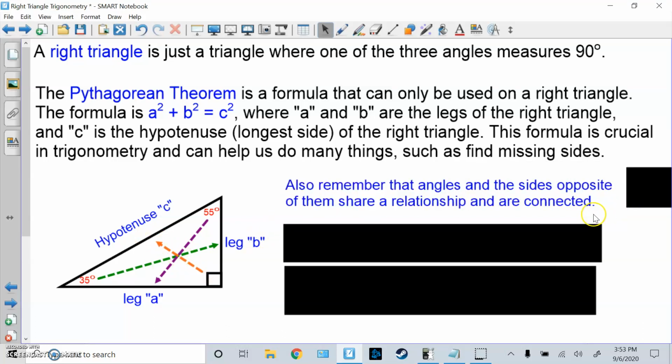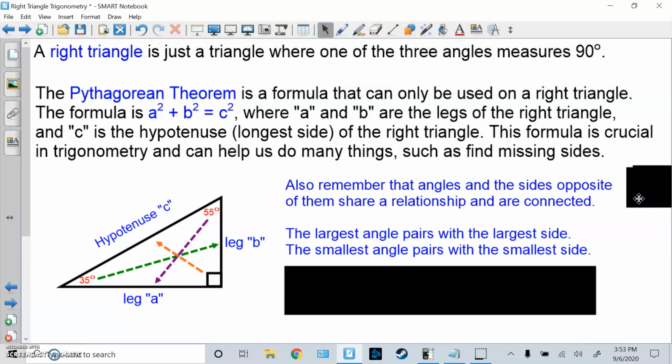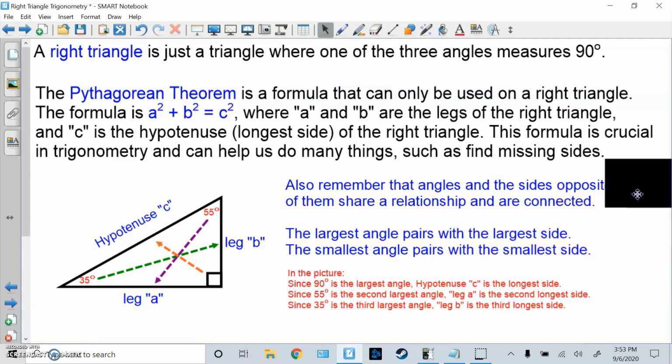Also remember that angles and sides, the opposite of them, are connected or share a relationship. And that is this: the largest angle pairs with the largest side, and the smallest angle pairs with the smallest side. So for that picture, since 90 degrees is the largest angle, this goes diagonal across. This side right here, C, is the hypotenuse, the long side.